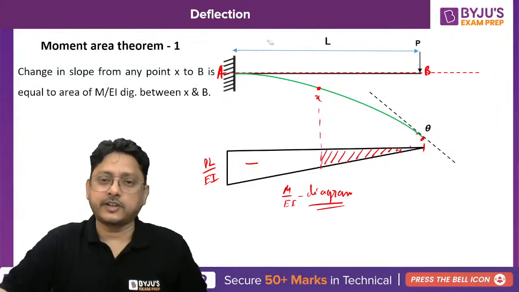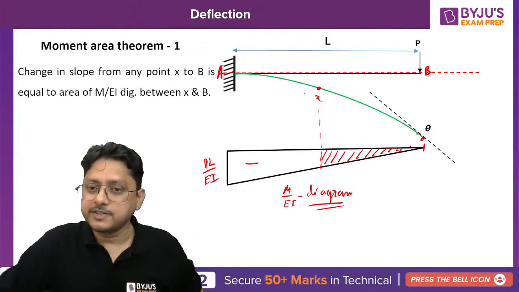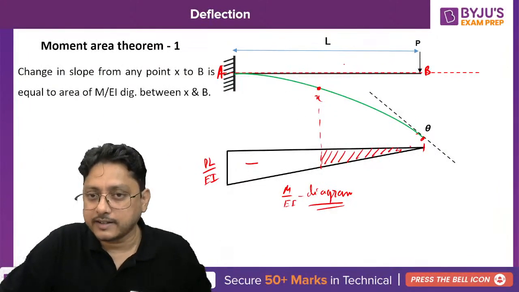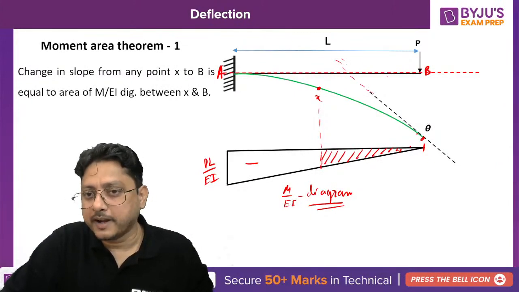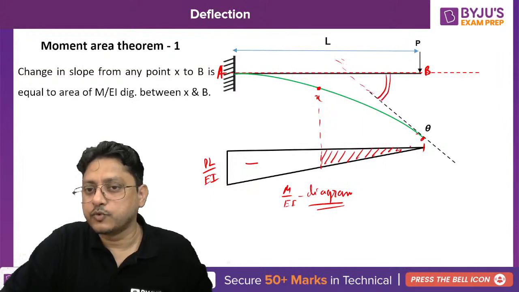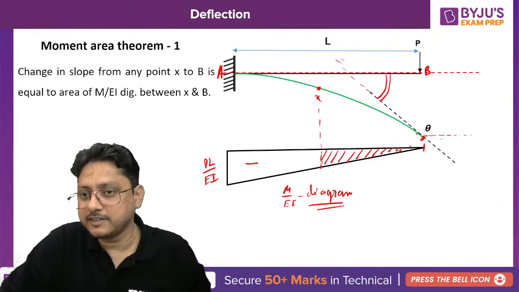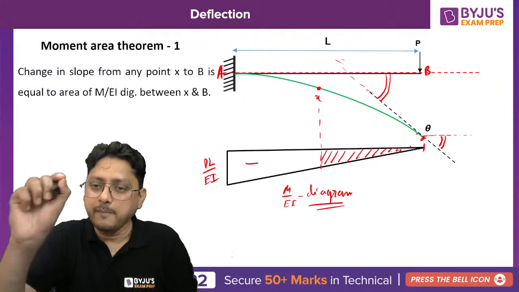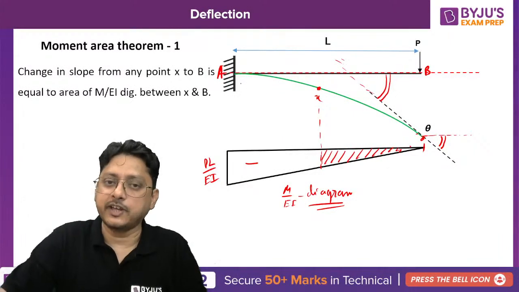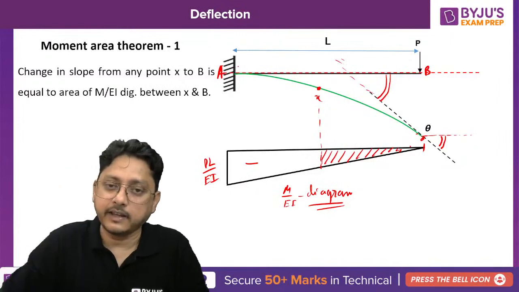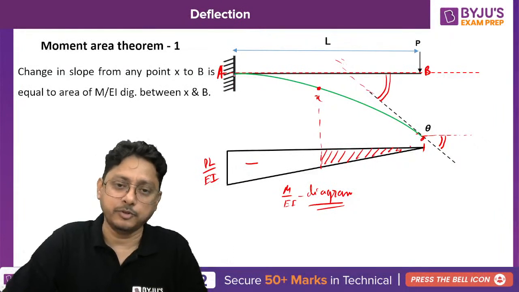If I draw the tangent at A, what will happen? If you draw the 2 tangents here, you will get this angle. This angle is useful for us because it is nothing but the slope at free end B, isn't it? I am interested in knowing this particular slope. So instead of the tangent at x, I have taken the tangent at A, because the slope at A will be 0. You already know that it is a fixed end and theta at A will be 0.